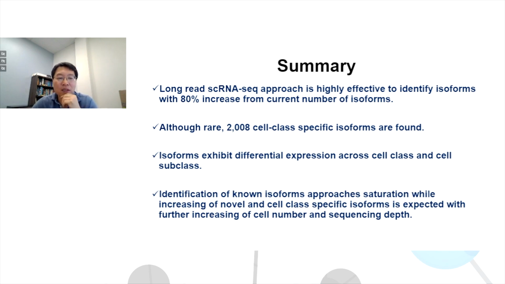We also identified isoforms exhibiting differential expression across cell classes. Even though most of the isoforms are expressed across different cell types, the ratios of their abundance are quite different from cell type to cell type. Finally, we think if you primarily focus on known and abundant isoforms, then the sequencing depth does not need to be super high if it's long reads. But if you're interested in looking for novel ones, then you do need very deep sequencing.